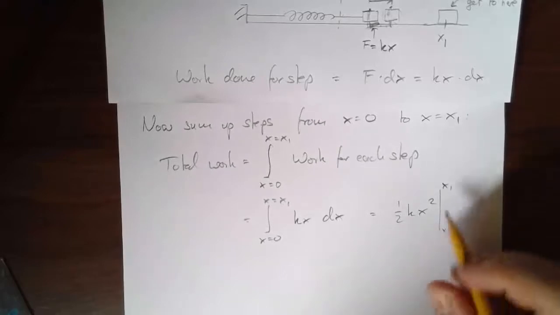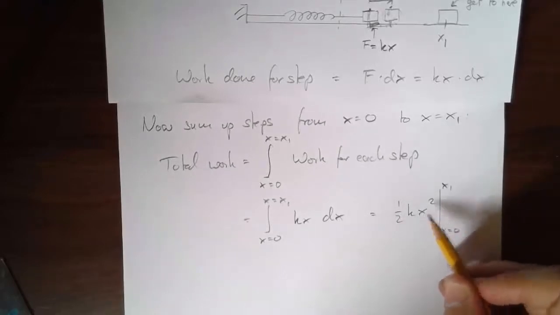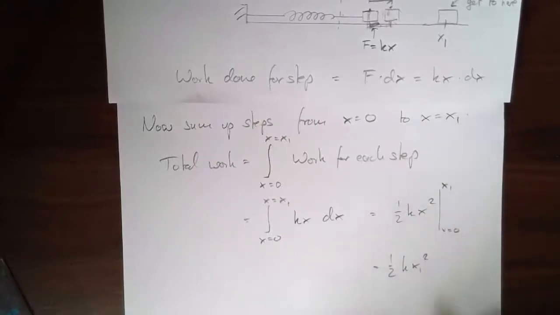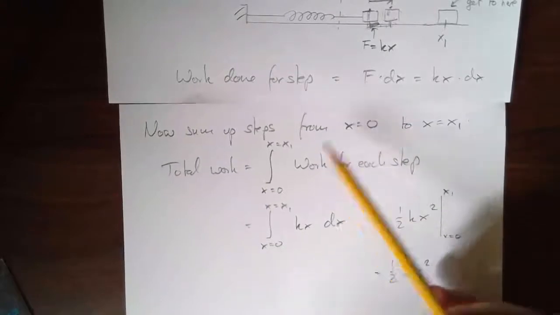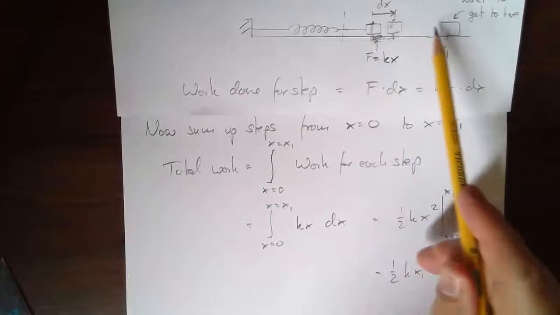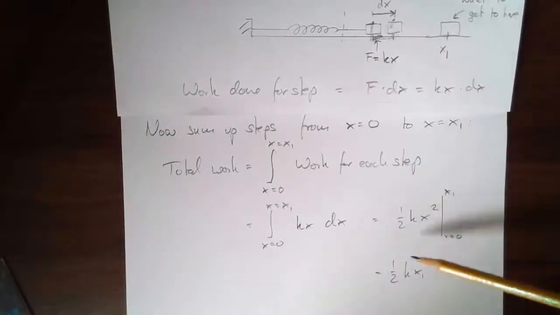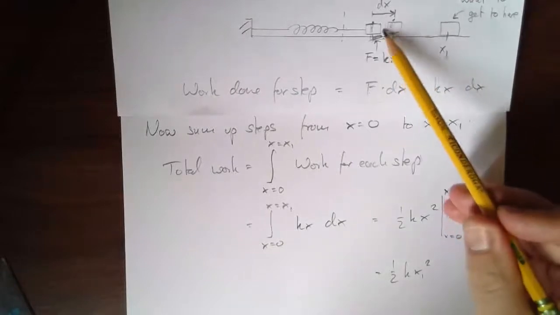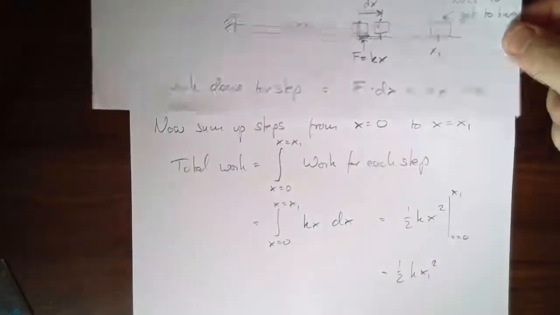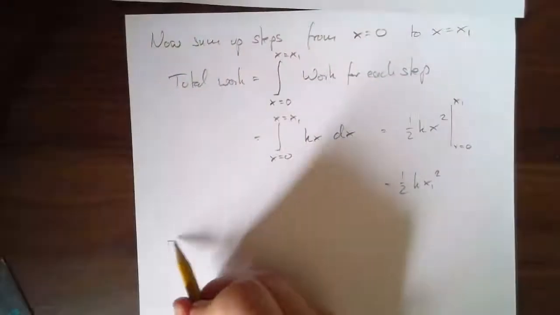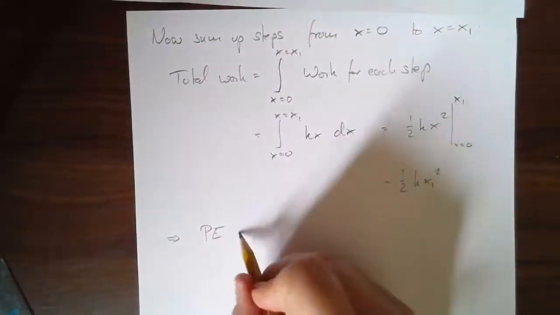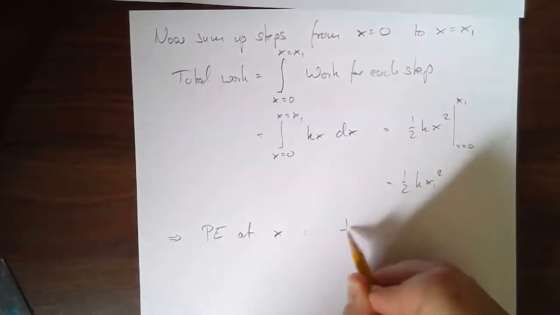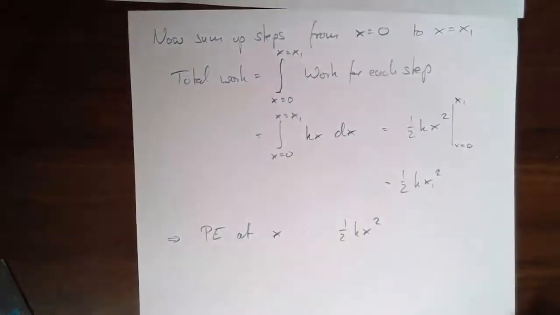So I get, just plugging this in, x1. And 0 gives me nothing. So the total work done to go from 0 to the position x1 is 1/2 kx1 squared. Now I had to call this x1, I couldn't just call it x, because I used the x to count where I am along the way. Now of course, having figured this out, the potential energy at x is given by 1/2 kx squared.